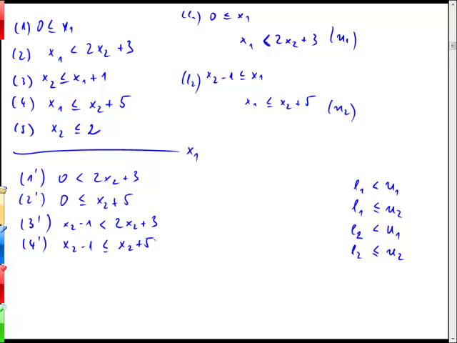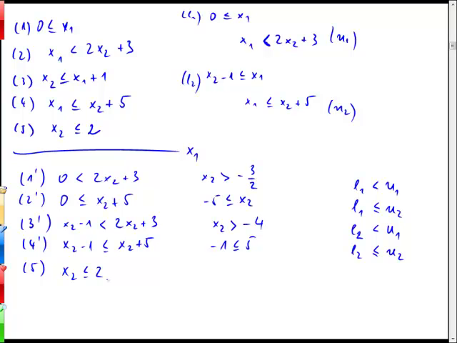Okay, I can reformulate it. The first one states that x2 is larger than minus 3/2. The second one states that minus 5 is less or equal x2. The third one states that x2 is larger than minus 4. And the last one states that minus 1 is less or equal 5. And I still have my last constraint from above, x2 less or equal 2. So these 4 constraints are satisfiability equivalent to the first ones, but do not contain x1 anymore.